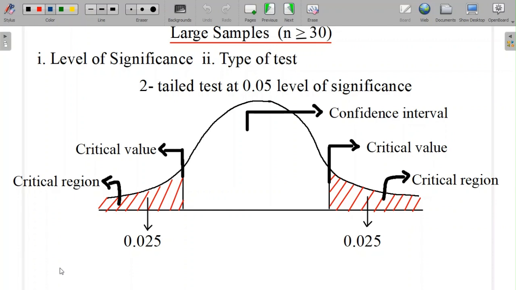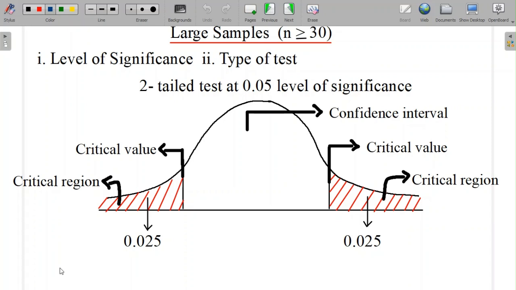I welcome you to this video lesson, which will focus on hypothesis testing when the sample size is large. Like we said in the previous video lesson, samples are classified as being large and small based on the size. When the size is at least 30, we classify them as large. And today we'll look at how to solve problems with hypothesis testing for large samples.